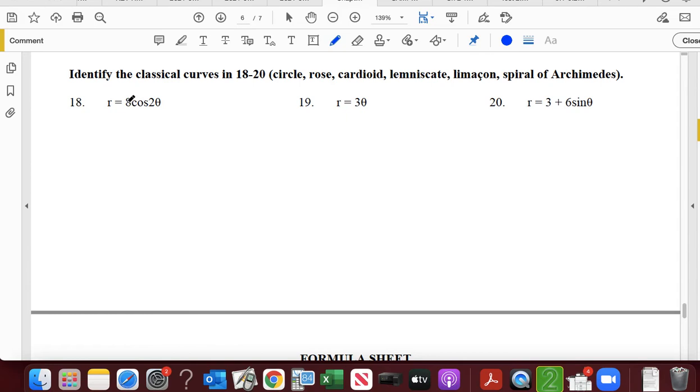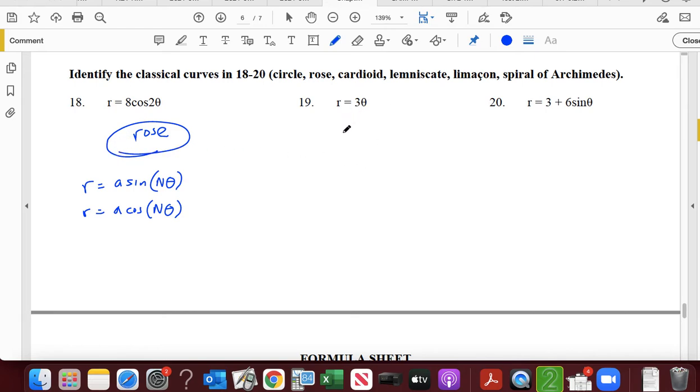So when it's r equals something cosine n theta, this is our rose. So we know that's a rose, because remember, the general formula for a rose is r equals a sine or a cosine n theta, where a is just some number. So that's how we know it's our rose there.